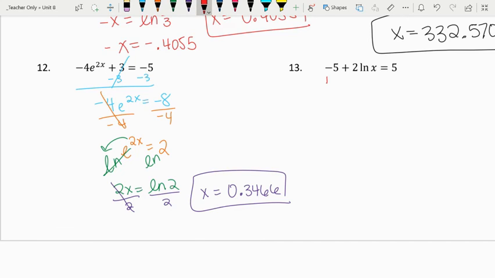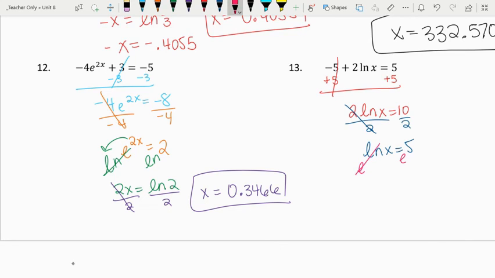And on number 13, we would add 5. So we have 2 ln of x equals 10. Then we need to divide by 2 and we get ln of x equals 5. To cancel ln, we will e both sides. So x equals e to the 5th. And if you type in e to the 5th in your calculator, you get x to be 148.4132.